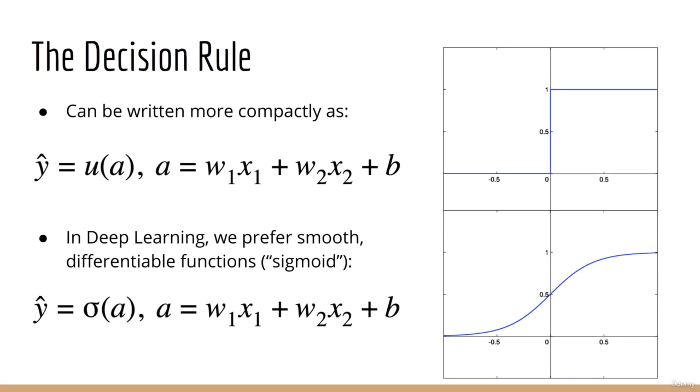Mathematically, you can encapsulate this decision rule using the step function, or if you want to be less formal, you can think of it as the picture that you see here. We call A the activation, and if the activation is greater than 0, we predict 1, otherwise we predict 0. Now, as you may already know, in deep learning, we really like differentiable smooth functions. So rather than the step function, which is not smooth, what we do is take a smooth version of this called the sigmoid. The sigmoid is an S-shaped curve, and it maps the activation to a number between 0 and 1.